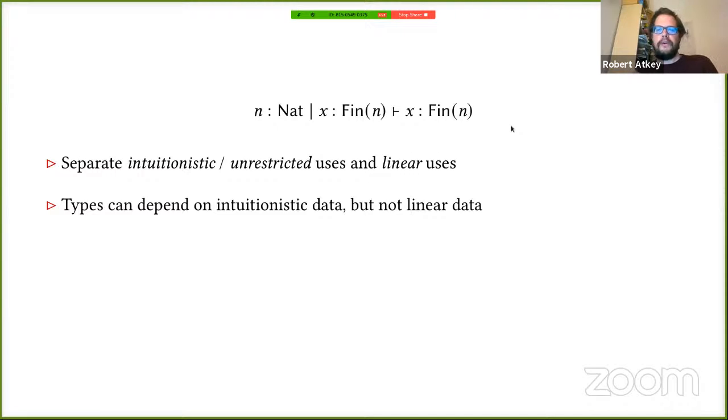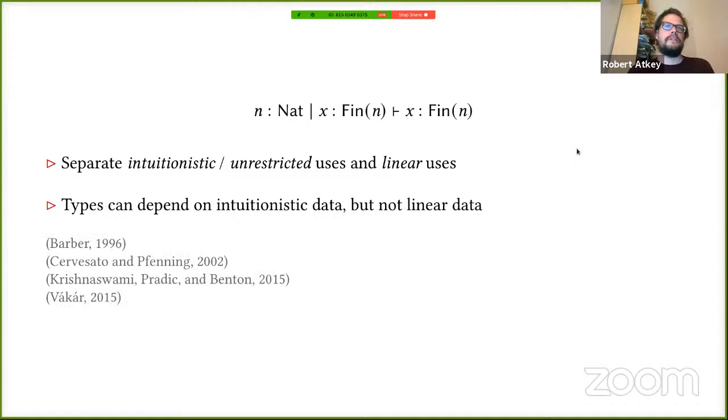And this has a fundamental restriction, which is that types can depend on intuitionistic data. So this n can appear here because it appears in this context, but we can't use, for instance, x in this type in the conclusion because it's a linear variable. So linear variables can only appear in the programs. So we have this separation between intuitionistic stuff, which can be depended upon, and linear stuff, which cannot be depended upon.